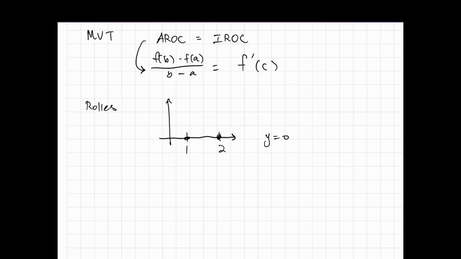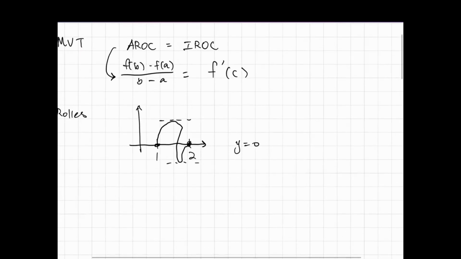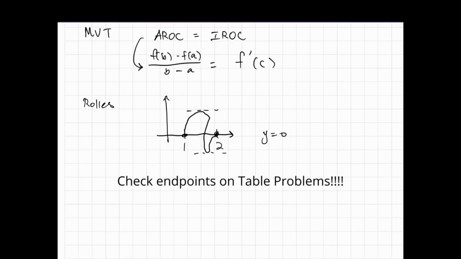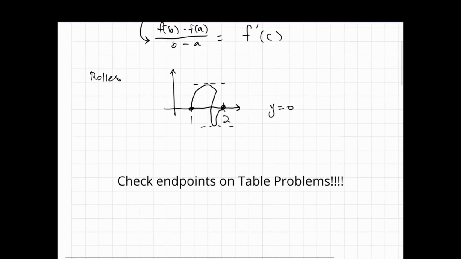As long as it's continuous and differentiable, the function must curve in on itself, whether it be like this, so here exists a critical point, or like this, and here exists a critical point. And that's what Rolle's Theorem tells us. There must exist a critical point if the endpoints are equal.